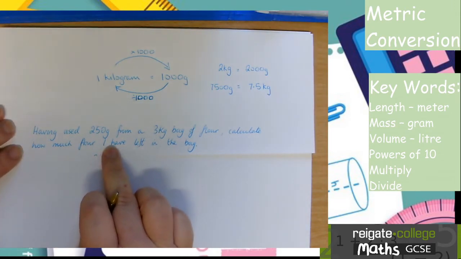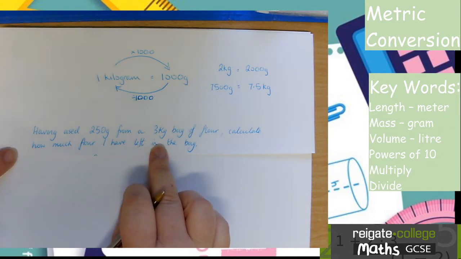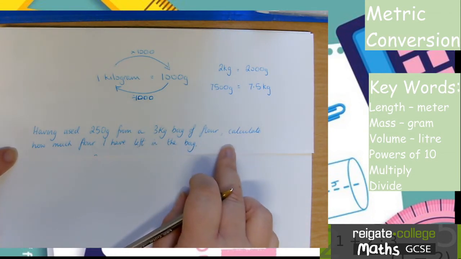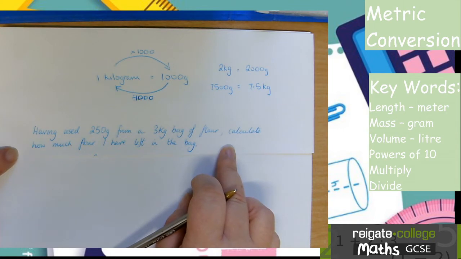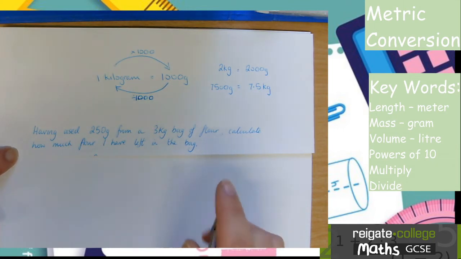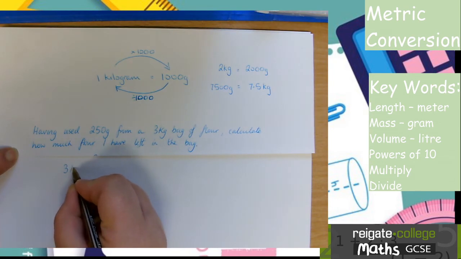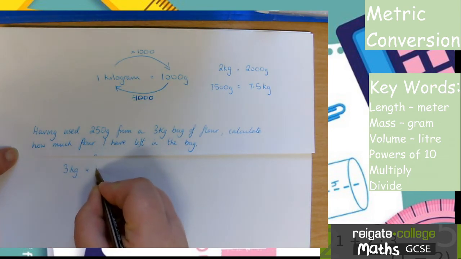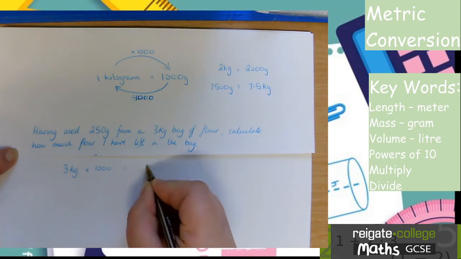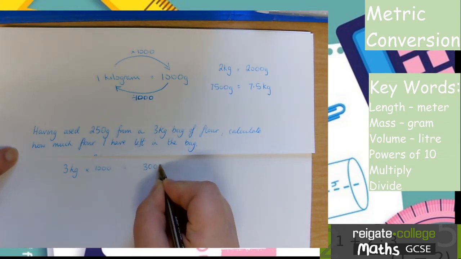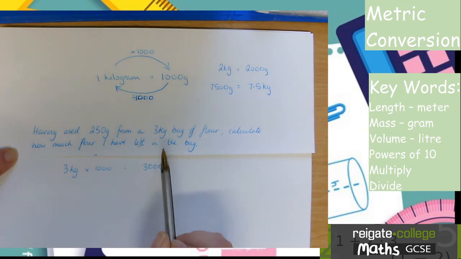My question says, having used 250 grams from a 3 kilogram bag of flour, calculate how much flour I have left in the bag. I can't do this question until all of my measures are given in the same unit. So I would always choose to use the smaller unit of measure. First of all then, I take 3 kilograms and multiply it by 1,000 in order to convert my measure to grams. I have a 3,000 gram bag of flour.